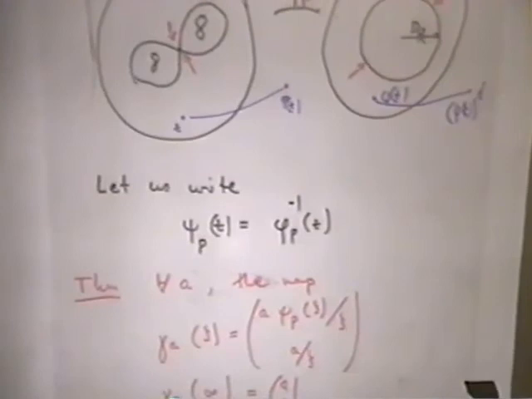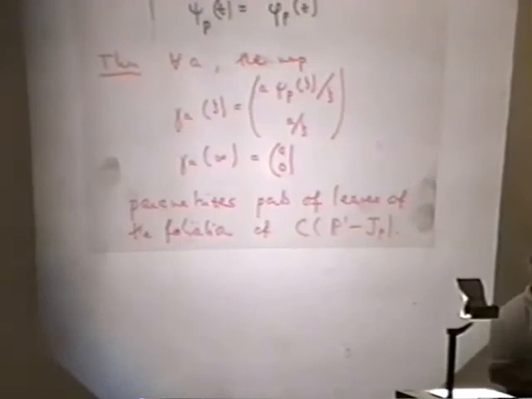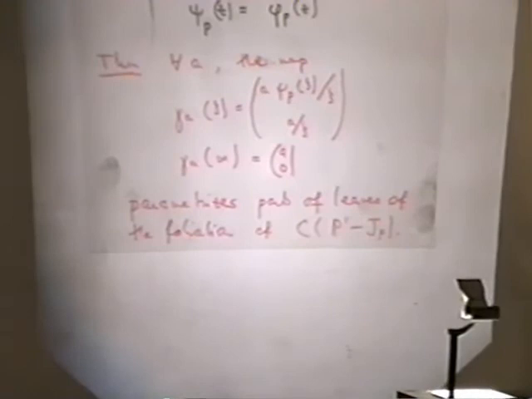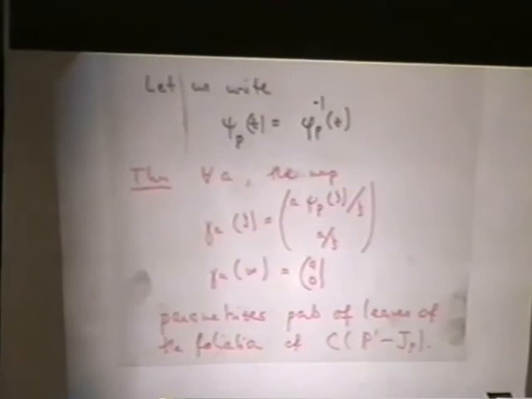So the point about this is that C sub P parametrizes the leaves of the foliation. The precise statement is for any non-zero complex number A, the map gamma sub A of zeta, given by this formula, A C sub P of zeta over zeta and A over zeta, extended to infinity in the obvious way to go to A, parametrizes parts of the leaves of the foliation. And so, understanding how the leaves of the foliation behave is essentially the same question as understanding the analytic continuation of psi.